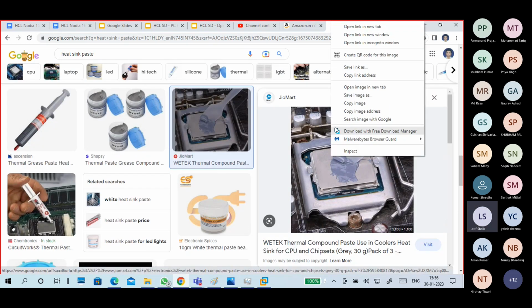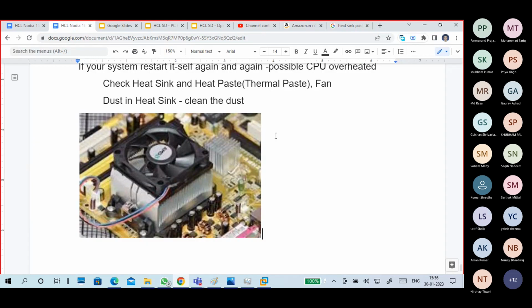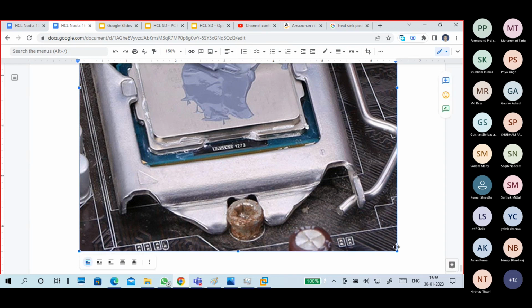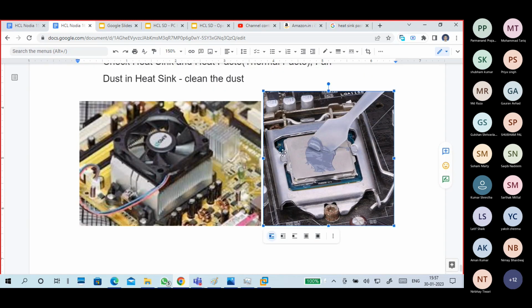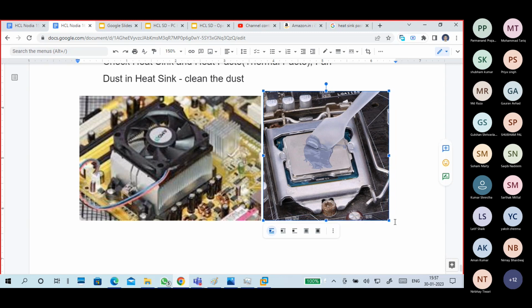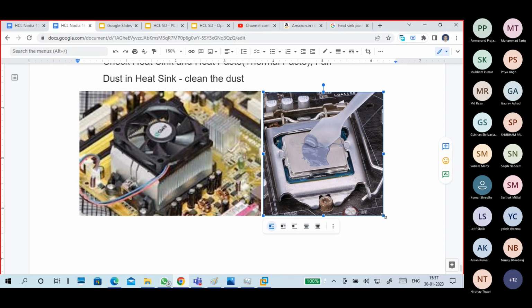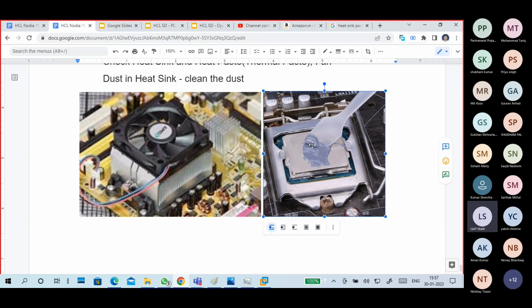Okay, so you have to apply heat sink paste on the processor. On that, we have to put the heat sink and fan assembly. What is the advantage of that? The heat sink paste gives more contact between the processor and the heat sink, so it can easily absorb the heat from your processor.